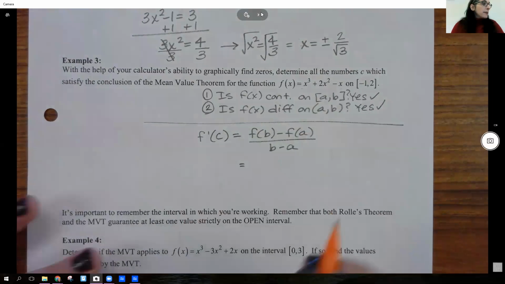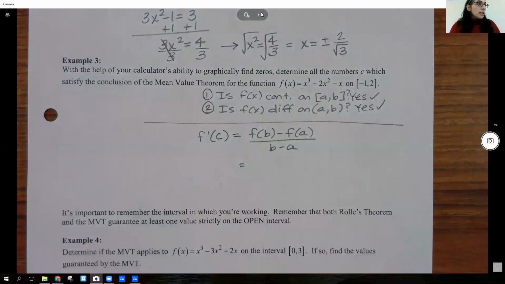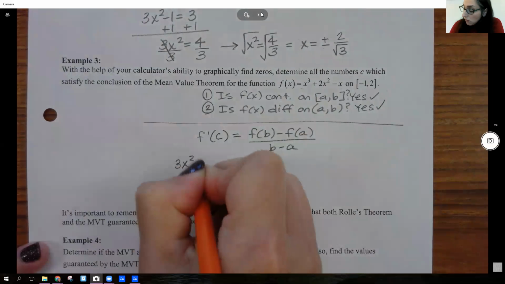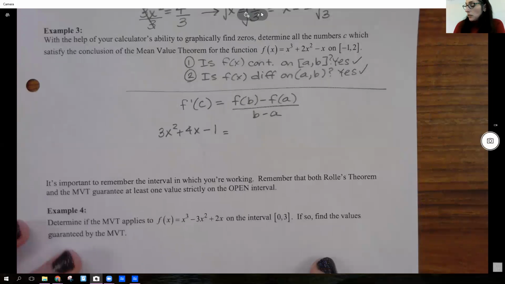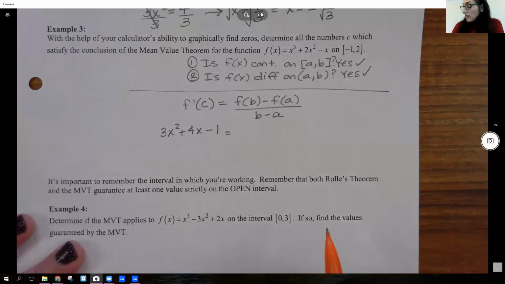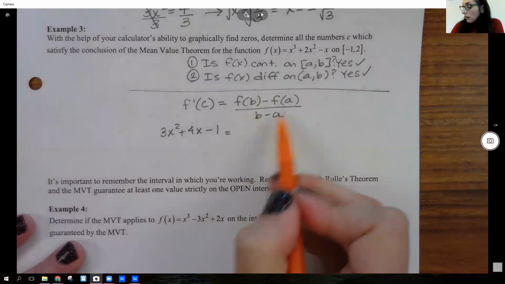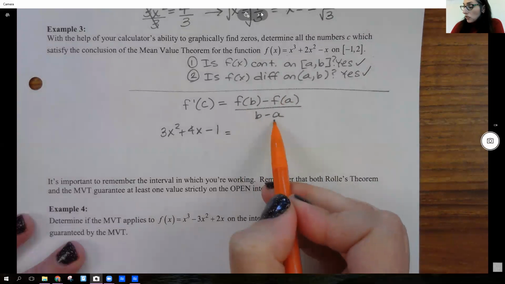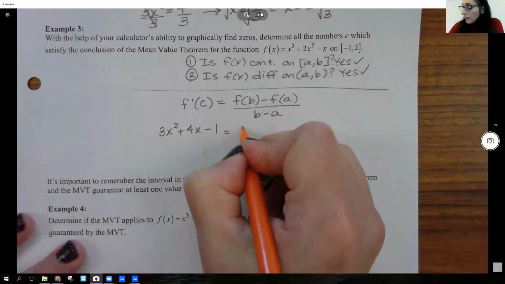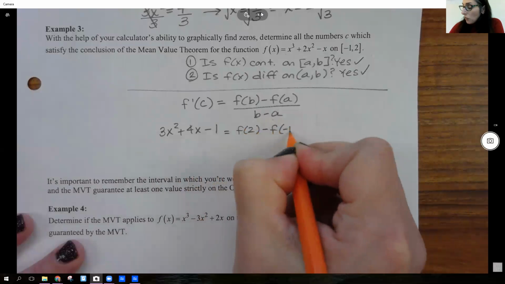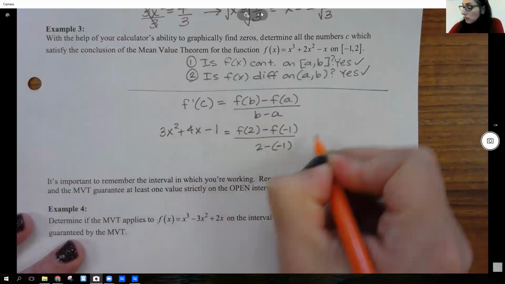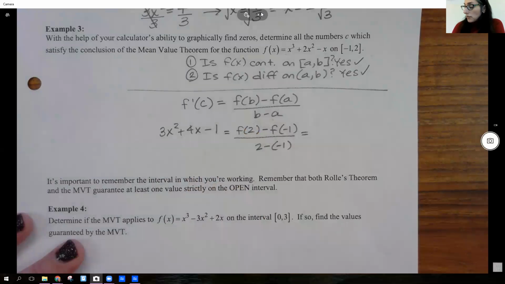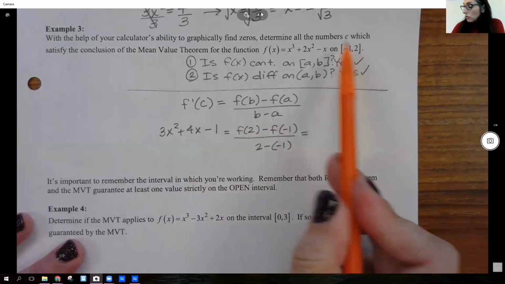So can somebody tell me what the derivative of that function is? Good, thank you. Jasmine's here in class today, so she gave us the answer. And then over here, we are doing the slope of the secant line. So we're doing f of 2 minus f of negative 1 all over 2 minus negative 1. So can somebody tell me f of 2?